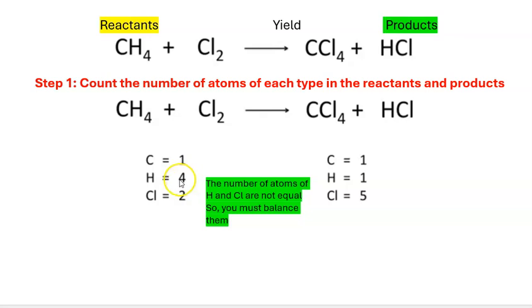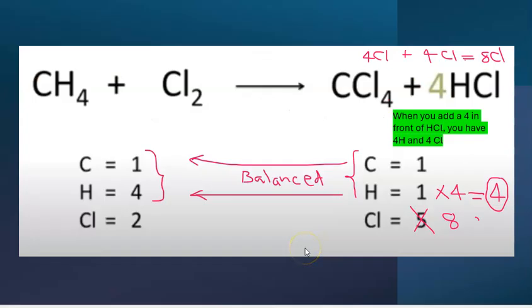Then you add 4 plus 1 is 5. As you can see, the number of atoms of hydrogen and chlorine are not the same, so this equation is not balanced. What should we do? Well, we add a 4 in front of hydrochloric acid, and what happened? This 4 is multiplying the hydrogen, so you have 4 hydrogen, and this 4 is also multiplying the chlorine, so you have 4 chlorine. But in the other compound you have also 4 chlorine. So in all you have 8 chlorine.